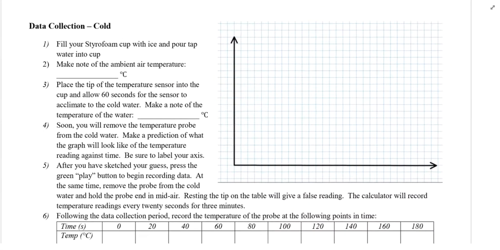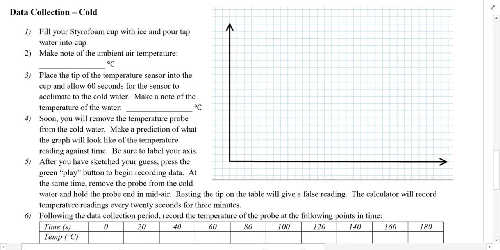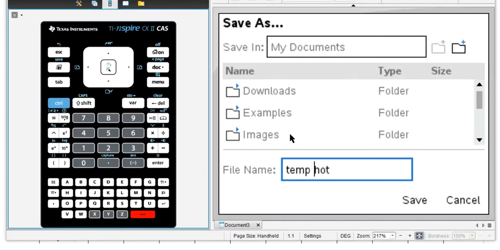Let's run the same experiment, only this time we're going to start with cold water. We're going to fill our cup with ice and cold water, and we're going to make note of the ambient air temperature. And before I go do that new experiment, I'm actually saving this document. These Nspires give us the ability to save the work. So I don't know if the data is going to be preserved if we move on to another set of recordings. So I'm just going to save this now as temp hot.